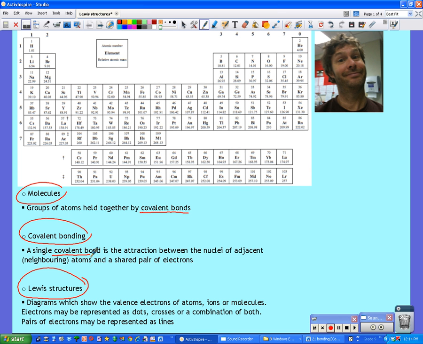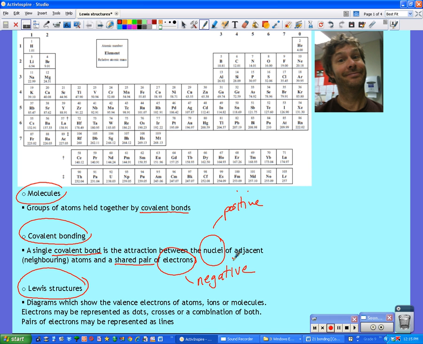Well, a single covalent bond is an attraction between the nuclei of adjacent or neighbouring atoms and a shared pair of electrons. Now, why does that happen? Remember, nuclei are positive. They're positive because they contain lots of protons, and electrons, of course, are negative. So we get an electrostatic attraction between those opposite charges, and that is what we mean by a covalent bond.